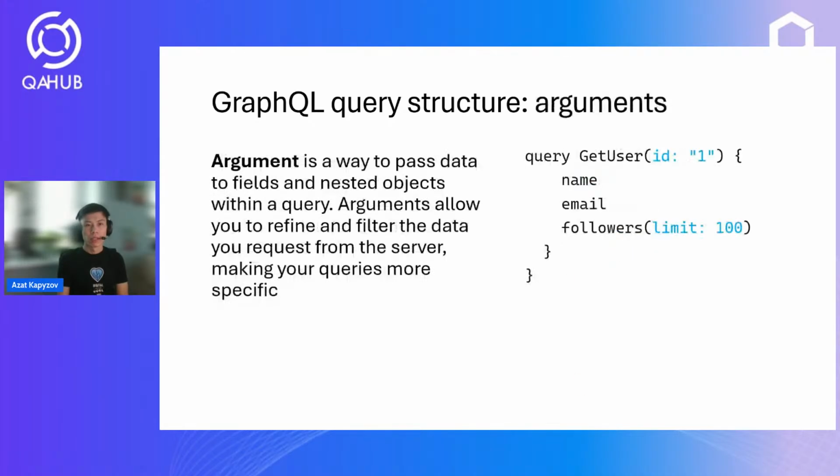Okay, the next component of our query is arguments. An argument is a way to pass data to fields and nested objects within a query. Arguments allow you to refine and filter the data you request from the server, making your queries more specific. So in this query, we use the argument ID and specify a value of 1. So we will get only one user with this ID.